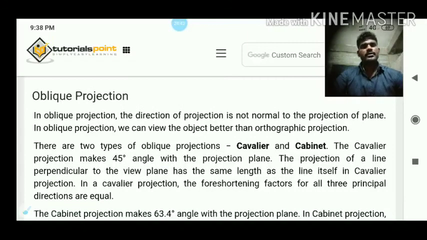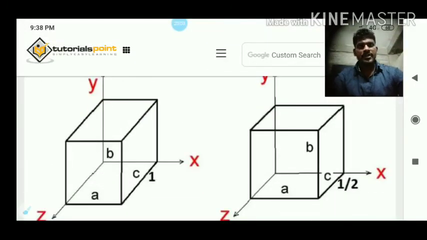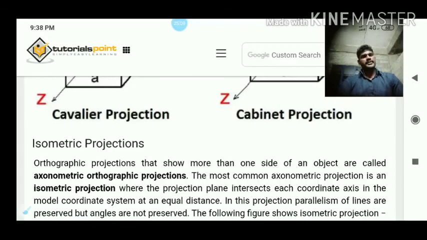Orthographic projections. Next one is the oblique projections. Oblique projections are cavalier and cabinet. Both cavalier and cabinet are oblique projections. We don't need to see that much detail. So these are isometric projections.